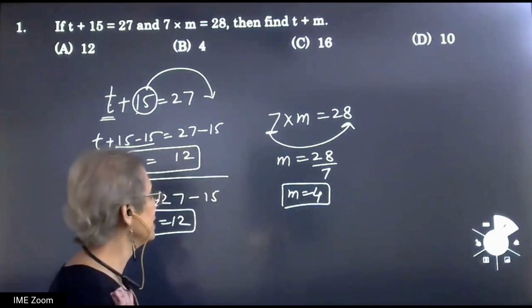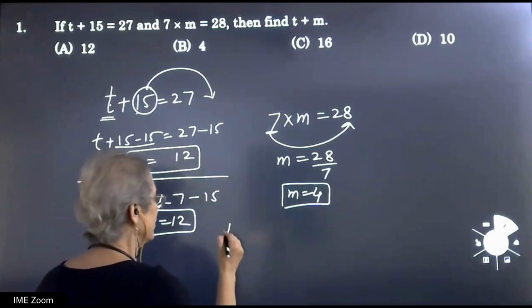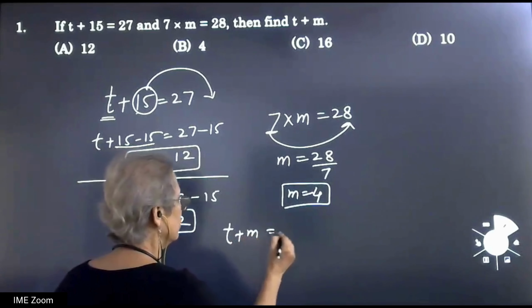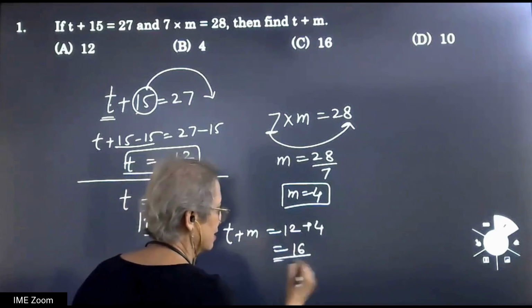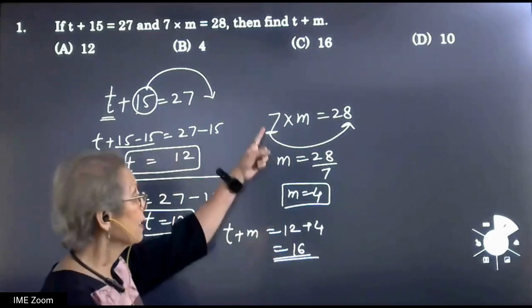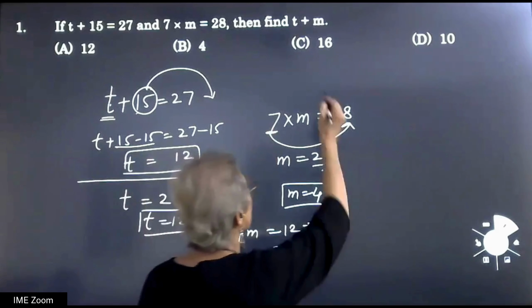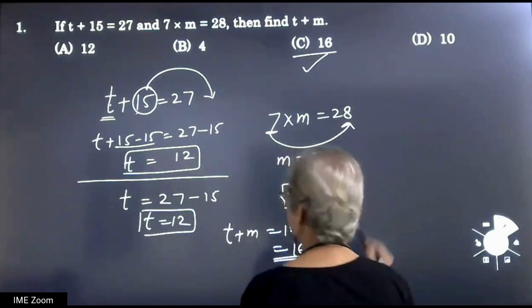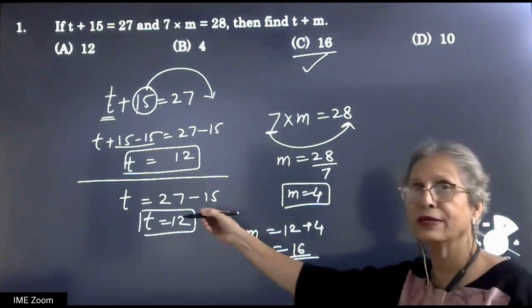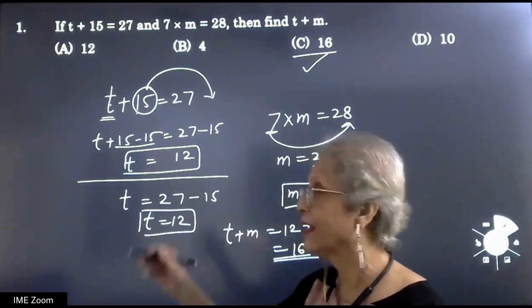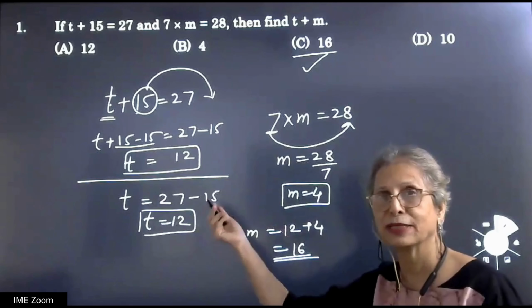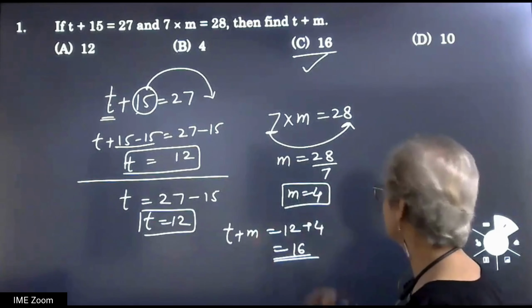So we got both the values, T and M. And let us simply add them. T plus M is equal to 12 plus 4. And that is equal to 16. So this is the answer. What is the option? Option C. This is the answer. So how we use letters, and then how to find the value of those letters, we have seen in this question.